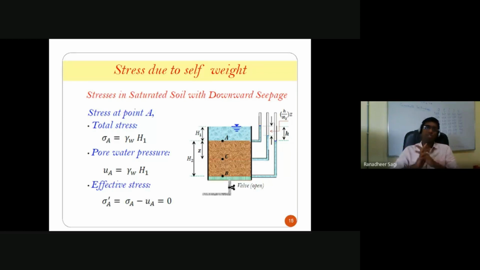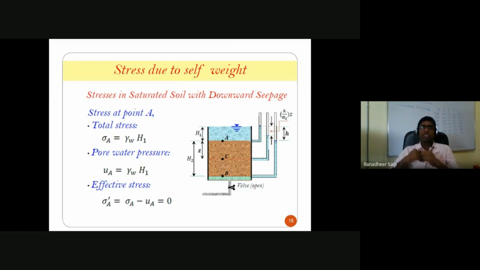Okay, so now let's move on to the next continuation topic, that is stresses in the same saturated soil when you have seepage happening. Earlier we talked about when there is no seepage happening, though the soil is saturated, where we didn't have any effect of seepage through the soil. In today's class, we are going to see how to calculate the stresses in the saturated soil when there is seepage happening.